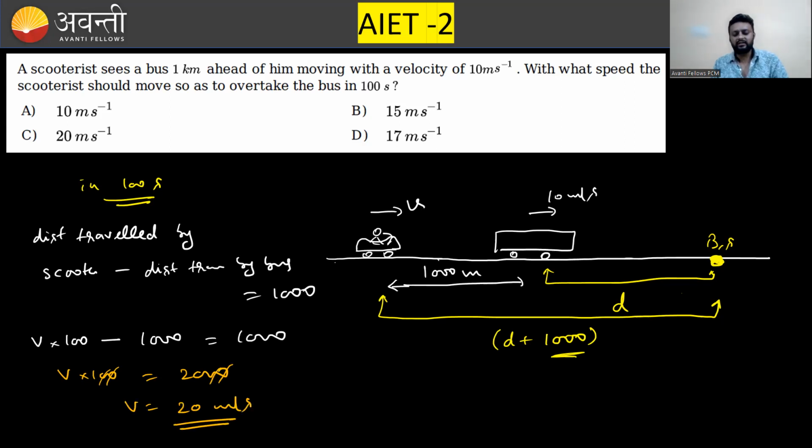This question is quite obvious. From the given condition you should understand that the initial separation between them is 1000 meter. That means the scooterist must travel 1000 meter extra. So the difference between the two distances is 1000 meter. You can simplify it.